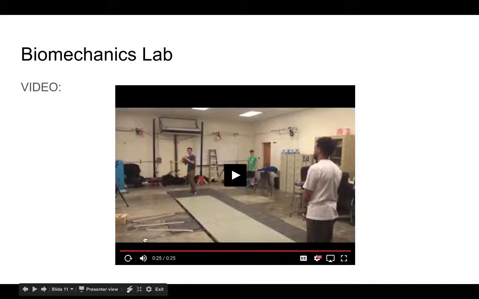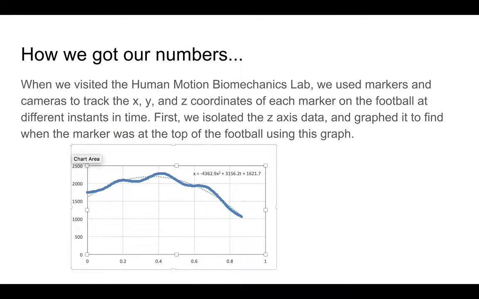And yeah, that's basically it, how we got our data. So this is how we got our numbers. When we visited the Human Motion Biomechanics Lab, we used markers and cameras to track the X, Y, and Z coordinates of each marker on the football at different instants in time. Then we isolated the Z-axis data and graphed it to find when the marker was at the top of the football using this graph. So the marker was on the spiral of the football.